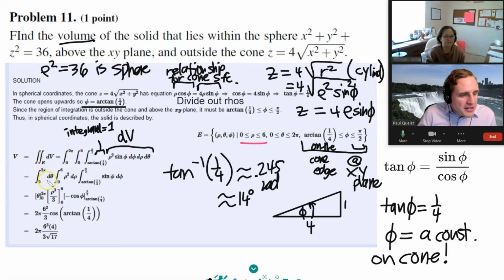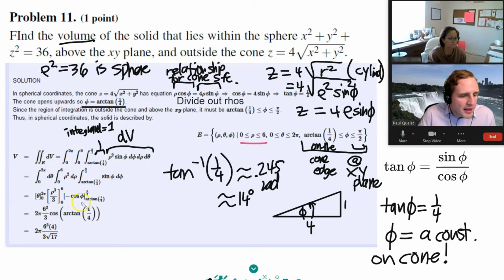And then I think each of these integrals is relatively straightforward, except that the cosine one's a little tricky. So the integral of d theta is just theta, 0 to 2 pi, you just get 2 pi. The integral of rho squared d rho is rho cubed over 3 from 0 to 6. 6 cubed is 216, I think.